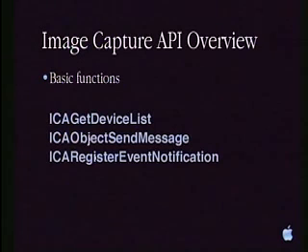And then we have an object send message. That's very useful whenever you want to send a message to, for example, the device, like take a picture. You can also send messages to image objects, like delete this image object. And of course, what you want to do, and you will see it whenever you look at the image capture application, if you launch the application and no device is connected, then you connect the device, it updates the UI automatically. And that's done by using the ICA register event notification. So once you register to that, you get notification whenever a device is connected or disconnected.